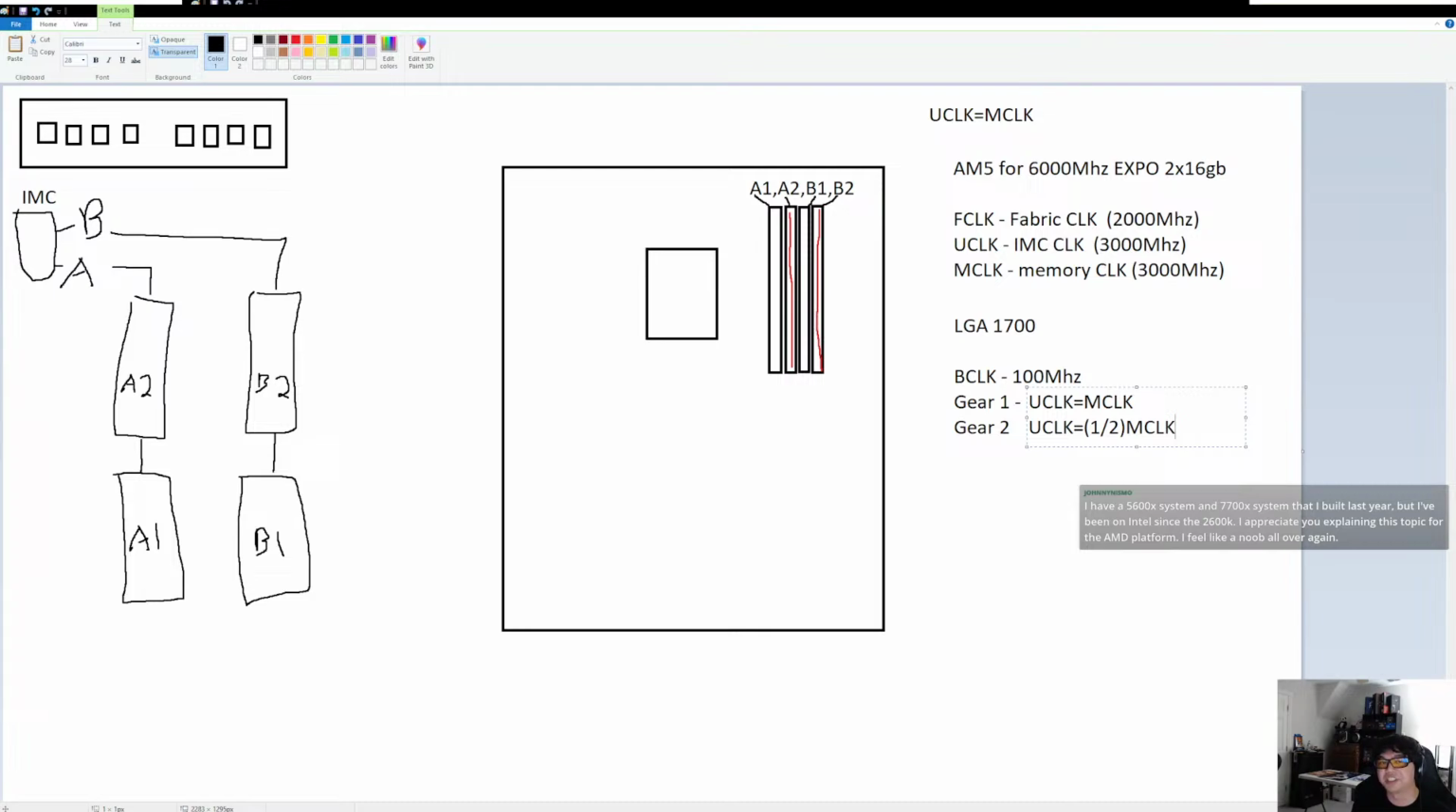And AMD has this as well. They just don't call it Gear 1 and Gear 2. Basically what AMD has in the BIOS, you'll see a U clock mem clock ratio. You'll say either 1-to-1, which is basically U clock equals mem clock, which is Gear 1 if we're talking Intel. Or you can do 1-to-2, which is U clock equals half of mem clock. And that's basically Gear 2 mode.